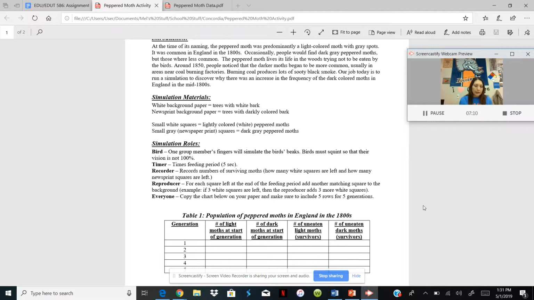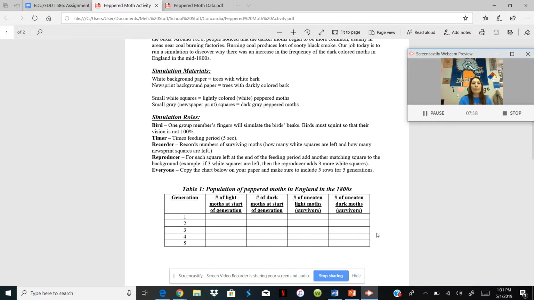And everyone is going to turn in their lab report, so everyone needs to copy down this table. This table is going to represent the population of peppered moths in England in the 1800s, pre-Industrial Revolution. So we have here 5 generations. Then we have the number of light moths at the start of the generation, and the number of dark moths at the start of the generation. And then the number of survivors after each generation, which is what the recorder will write down. And the rest of you will get the information at the end of the lab.